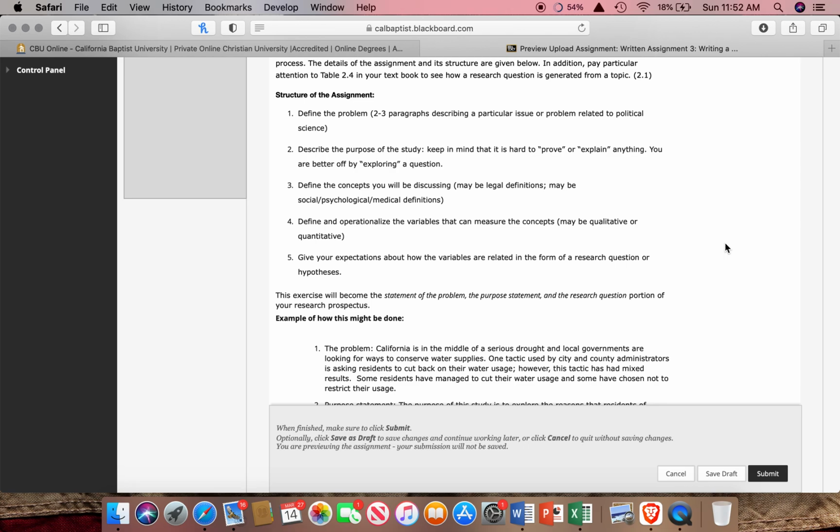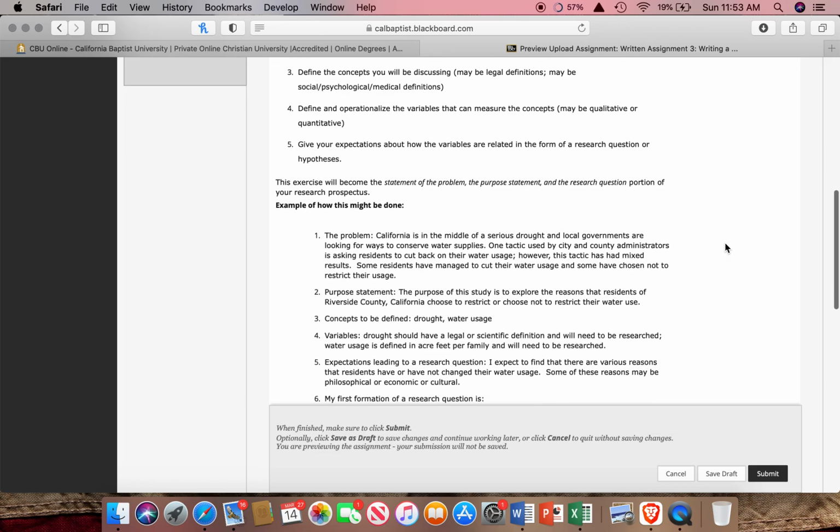Second is describe the purpose of the study. Keep in mind that it is hard to prove or explain things. You are better off by exploring a question. Define the concepts that will be discussed, maybe legal definitions, maybe social, psychological, medical definitions. Define and operationalize the variables and measure the concepts, maybe either qualitative or quantitative. And give your expectations of how the variables are related in a form of a research question or hypothesis.